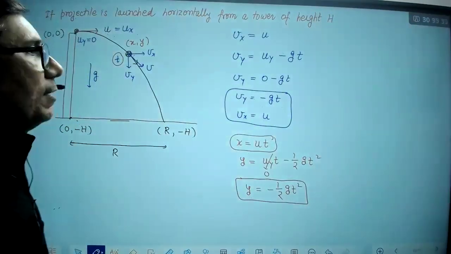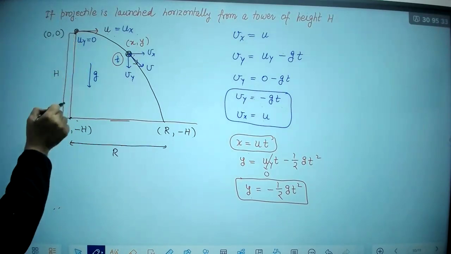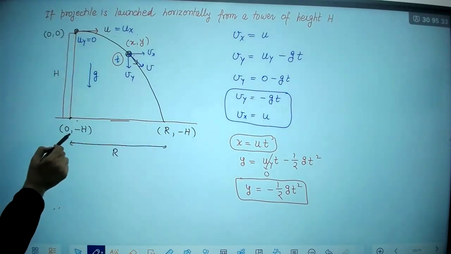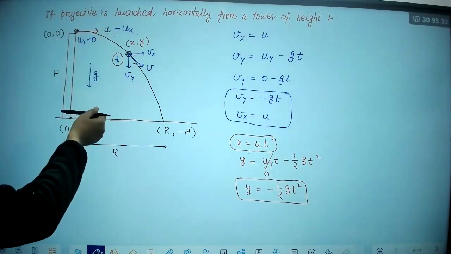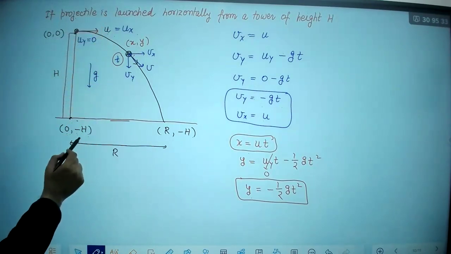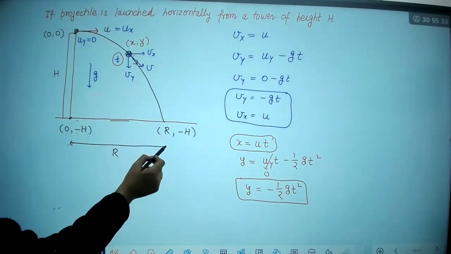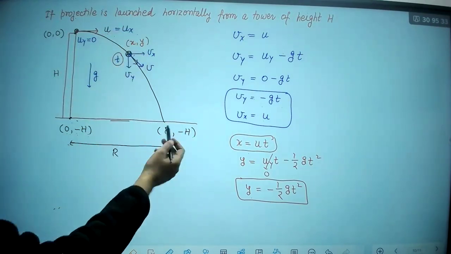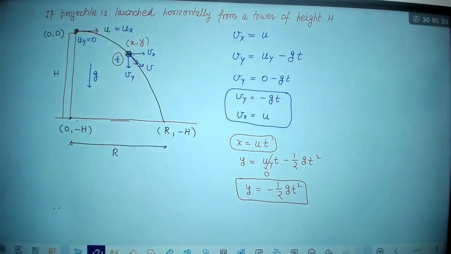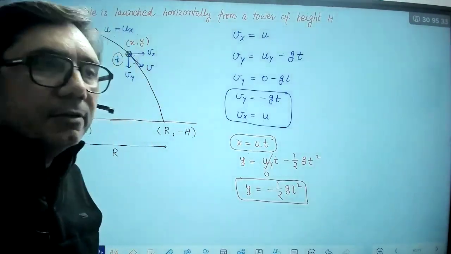Always remember, whenever this type of problem is there, first you choose the origin. So this is the negative direction. Here the x coordinate will be 0, it will remain 0, but the y coordinate is below the origin, so that will be minus h. If this is the range, then the x coordinate will be r, in the positive direction, and this is below, so this is minus h. In this way you are going to consider it. This type of problem you are going to handle with these equations.